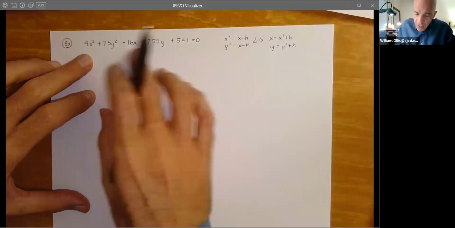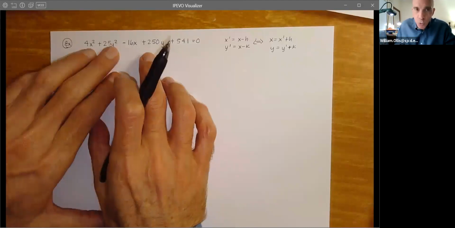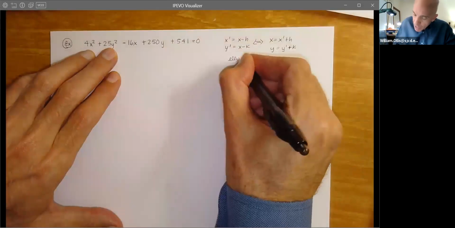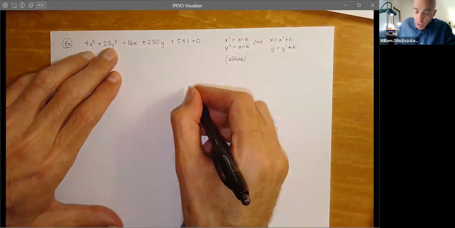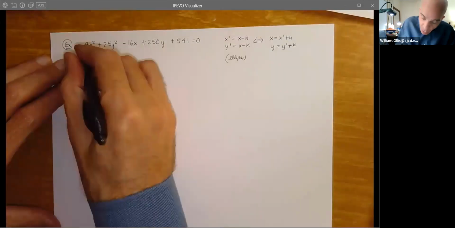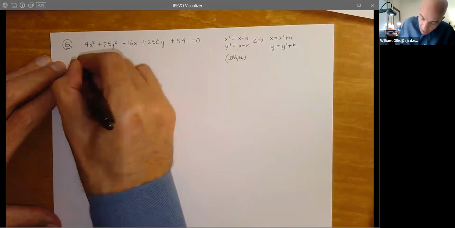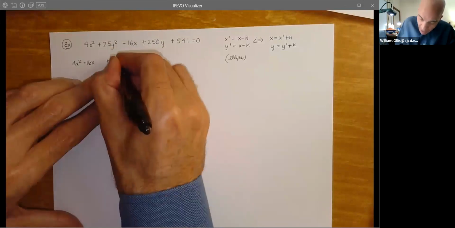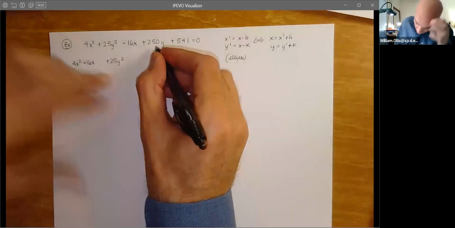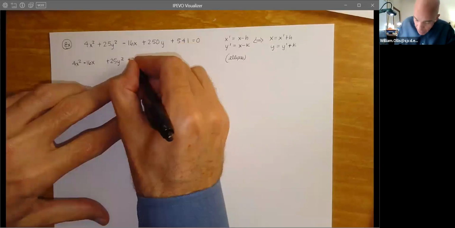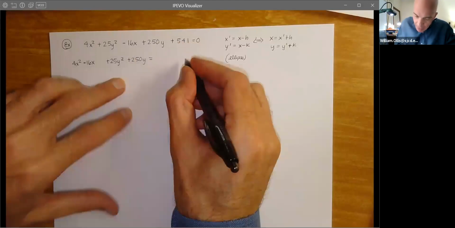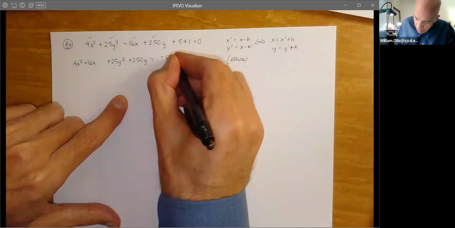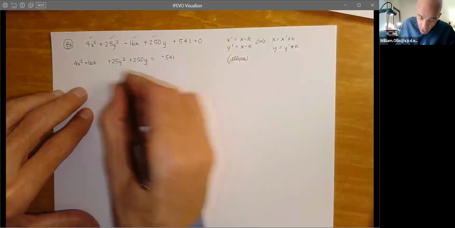So now when you look at this, you can see that you've got two square terms and they both have positive coefficients. So you think this is an ellipse. Maybe it's degenerate, but you think this is an ellipse. So let's complete the square in the x and the y. So we have 4x squared minus 16x together. And then we have plus 25y squared, and then plus 250y. And so we've taken care of all of these. And then we've got this, just take this over, negative 541.